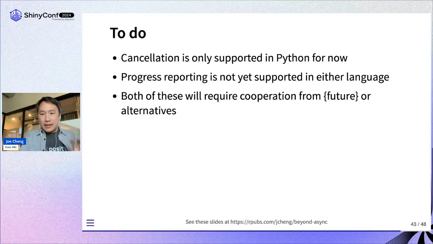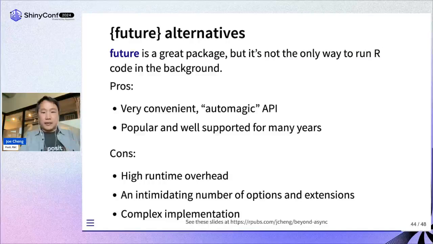In order to do that, I'm going to need some help from Future itself, some changes to Future or the alternatives to Future. And speaking of alternatives to Future, and I'm going to wrap up with this, Future is a great package, but it is not the only way that exists in the R ecosystem to run code in the background. It is very convenient. It has what I call an automagic API, where you just put some code in Future, and no matter what variables it depends on and what functions it calls, it just seems to work. It's popular. It's been used by a lot of people, and Henrik's been supporting it for many years, so it's a known quantity that's battle tested. Unfortunately, it has a high runtime overhead, and it does a lot. It is very flexible, so it has an intimidating number of options and extensions.